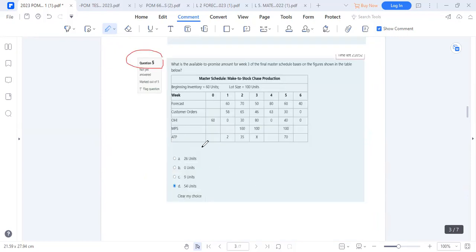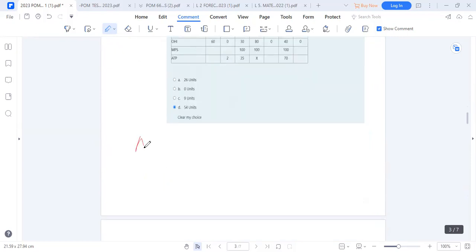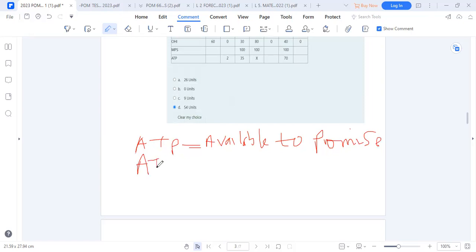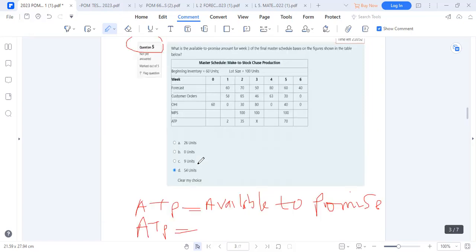Question 5 is ATP, which simply means available to promise. ATP is equal to available to promise. Under this one, we look at the MPS, master production schedule, minus customer orders. That's the formula for available to promise.